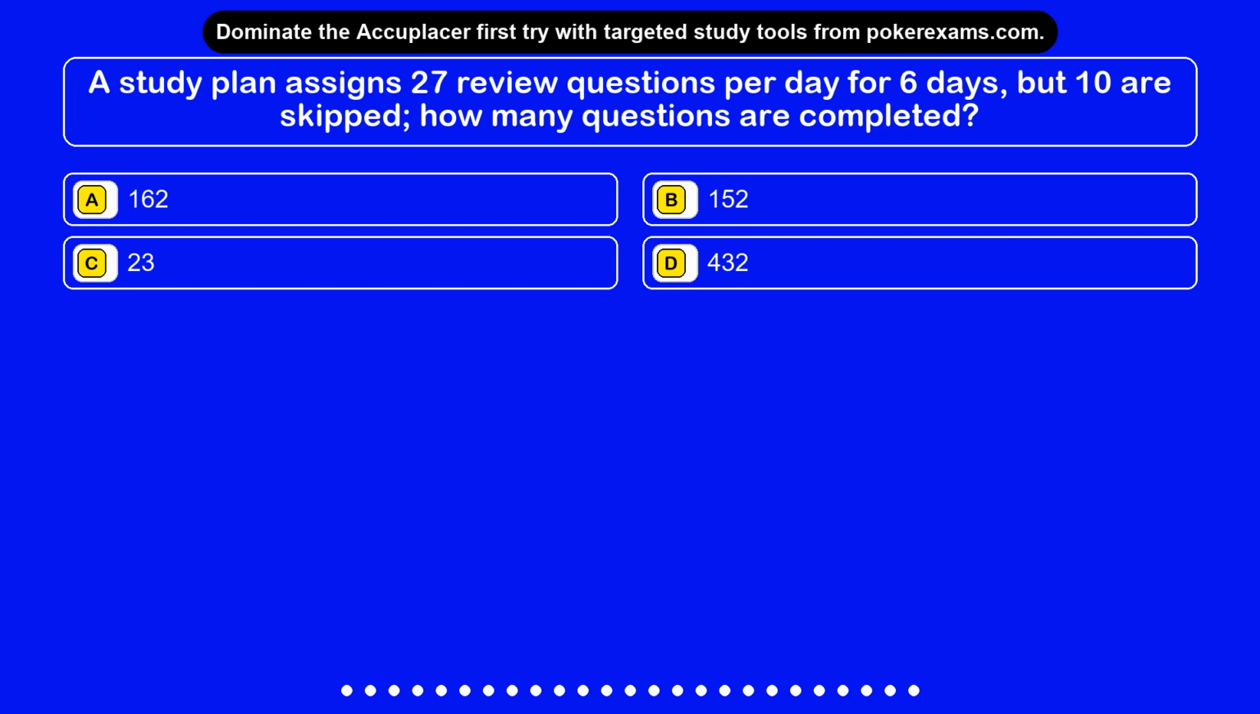Question 1. A study plan assigns 27 review questions per day for 6 days, but 10 are skipped. How many questions are completed? Option A, 162. Option B, 152. Option C, 23. Option D, 432.